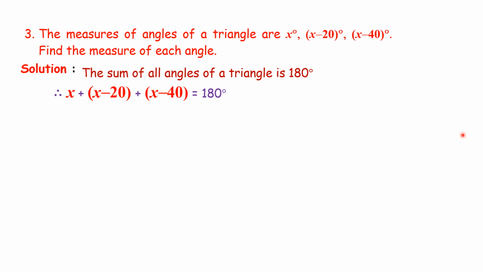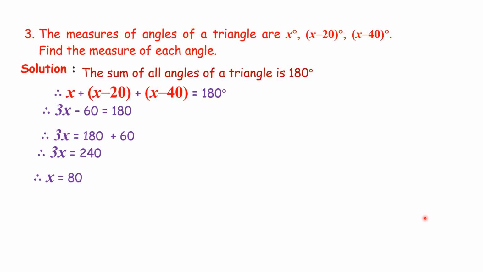Now remove the brackets. Therefore, 3x minus 20 minus 40, that is minus 60, is equal to 180. Now this 60 we bring on the right hand side. Therefore 3x is equal to 180 plus 60. Therefore 3x is equal to 240. Therefore x is equal to 80, 240 divided by 3.